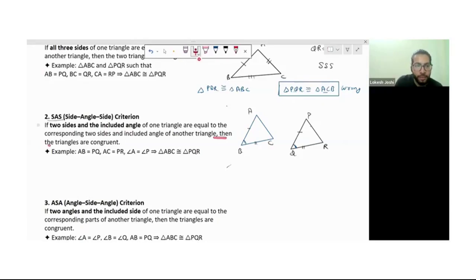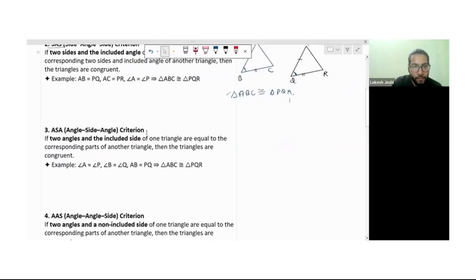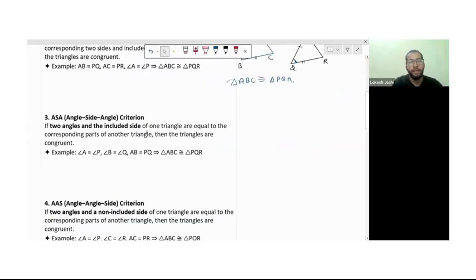So where AB is equal to PQ and BC is equal to QR, and this included angle is also equal, we can say triangle ABC is congruent to triangle PQR. Now the third one, it's written there, angle side angle criteria. If two angles and the included side of one triangle are equal to corresponding parts of another triangle, then the triangles are congruent.